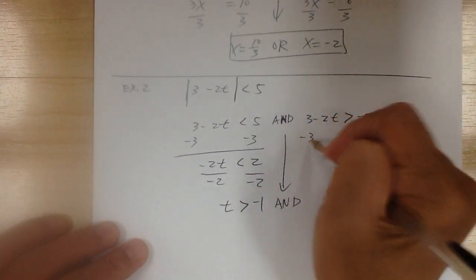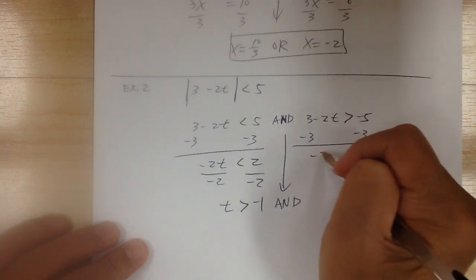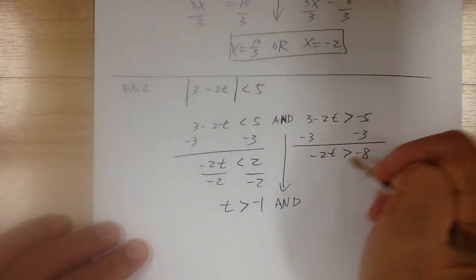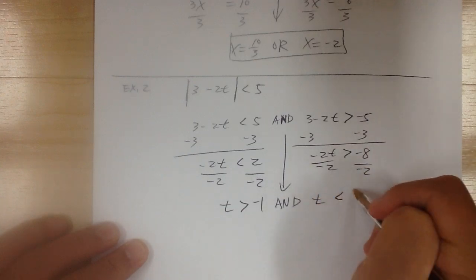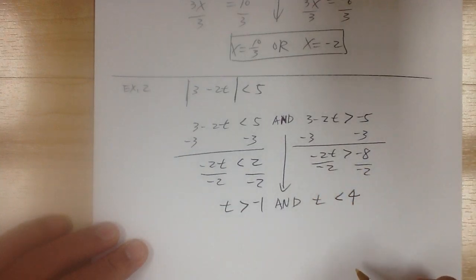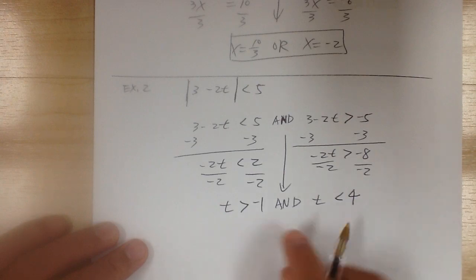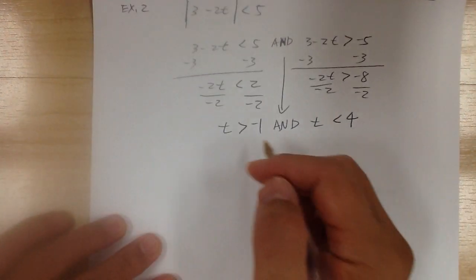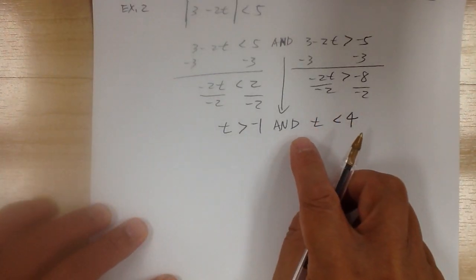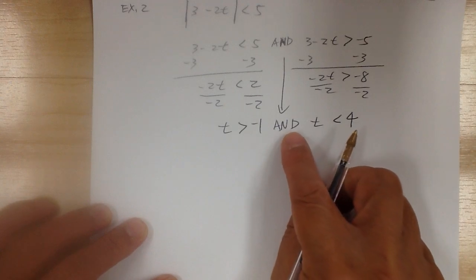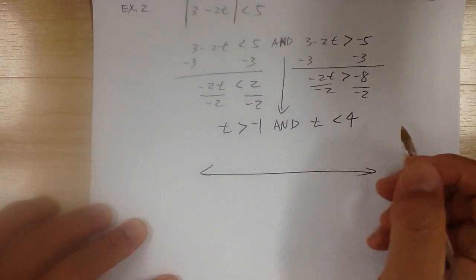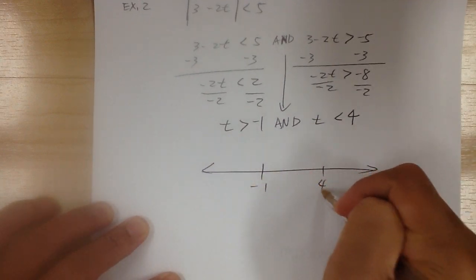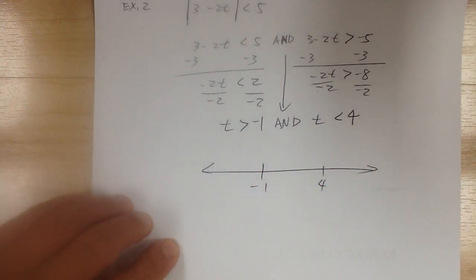And this one over here, minus 3. So you get negative 2t is greater than negative 8, divided by negative 2. So you get t is less than 4. And then you have to sketch it out. Normally your answer should not have an and. When you have an and, it means you can simplify.